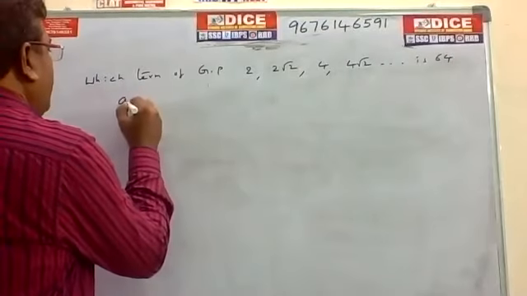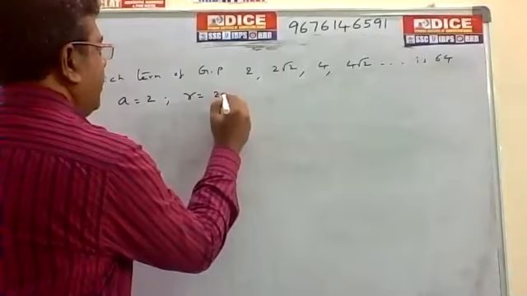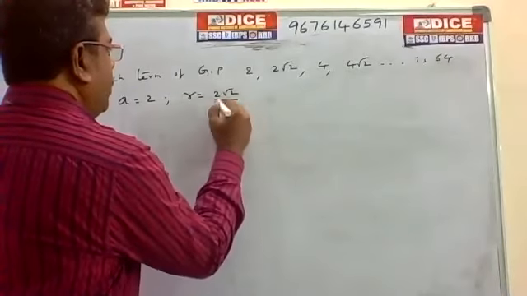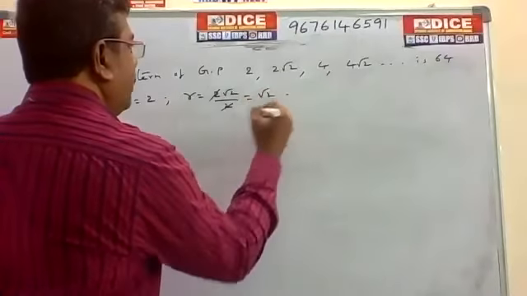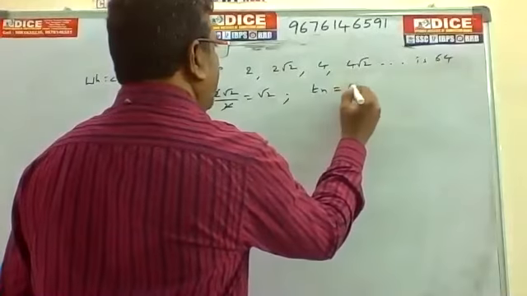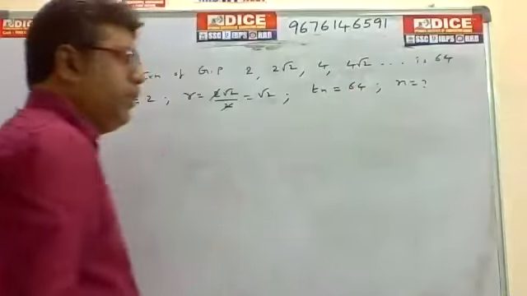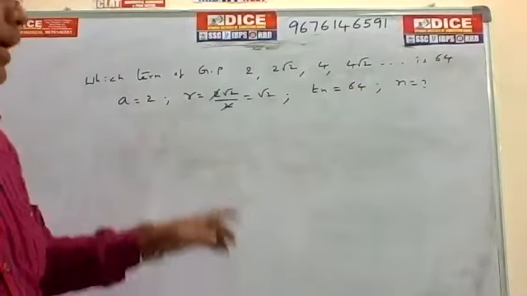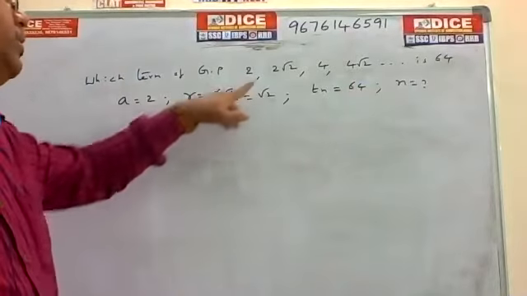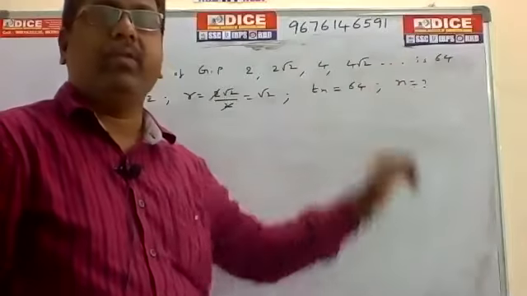A is equal to 2. R is equal to second term by first term, 2 root 2 by 2, 2 cancel. The value of R is root 2. So Tn is equal to 64, but find n is equal to question mark. This is the data: A is equal to 2, R is equal to second term by first term, root 2, Tn is 64, but find out the n value.